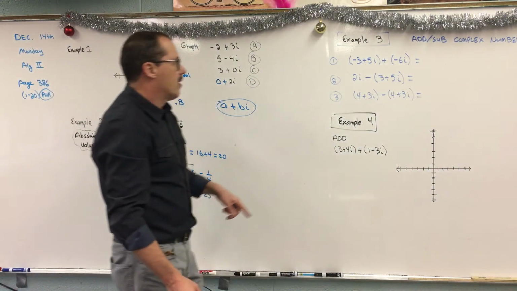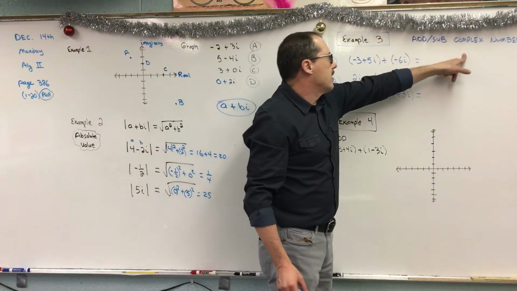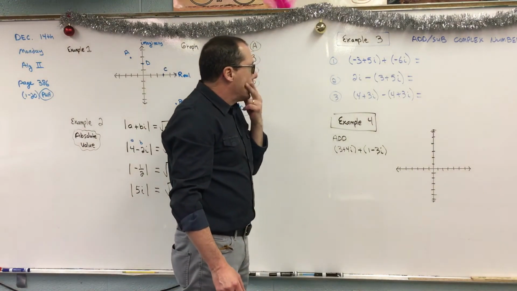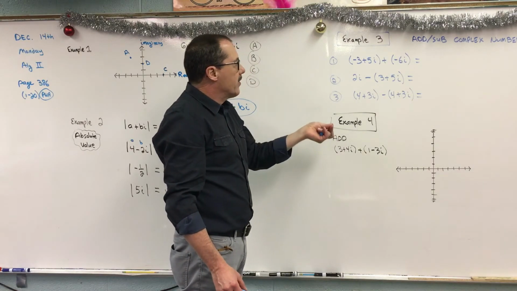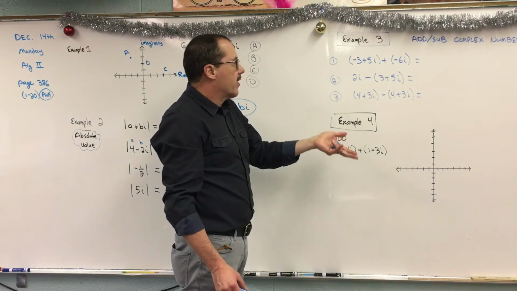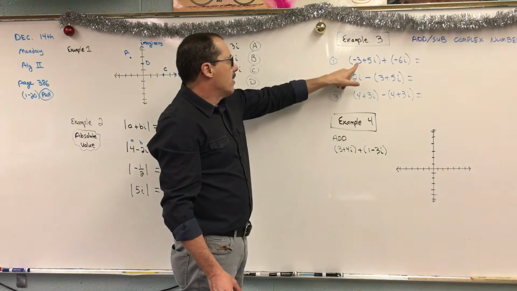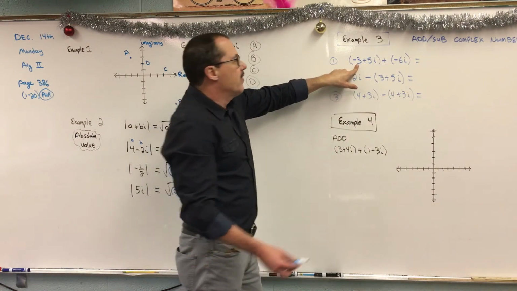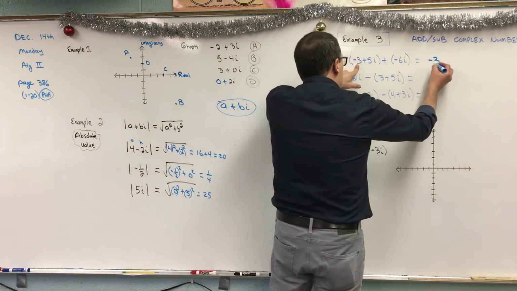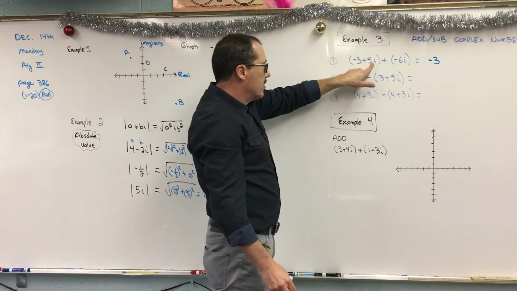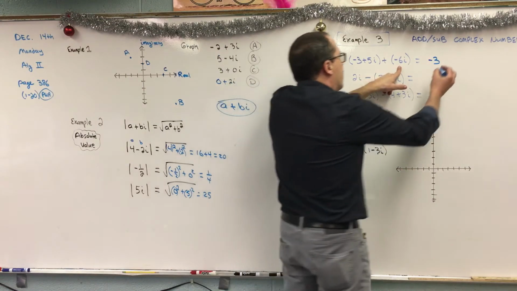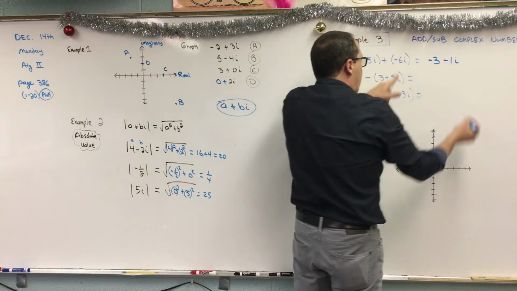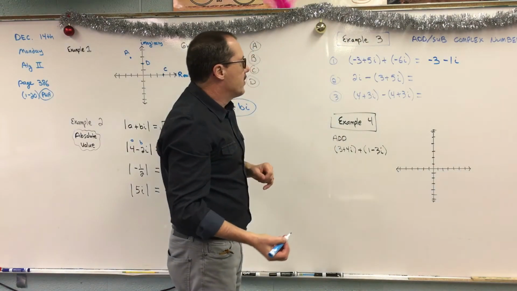Example 3 up here is when you're adding or subtracting complex numbers. Now this one, basically you're just going to add the real ones together and the imaginary numbers together. You do them separately. So if I look at this one, the only real number I have is negative 3, so I'm just going to write it down. And then I'm going to add a positive 5i and a negative 6i. And if I add those two together, that gives me negative 1i. You don't have to write the 1 if you don't want to.